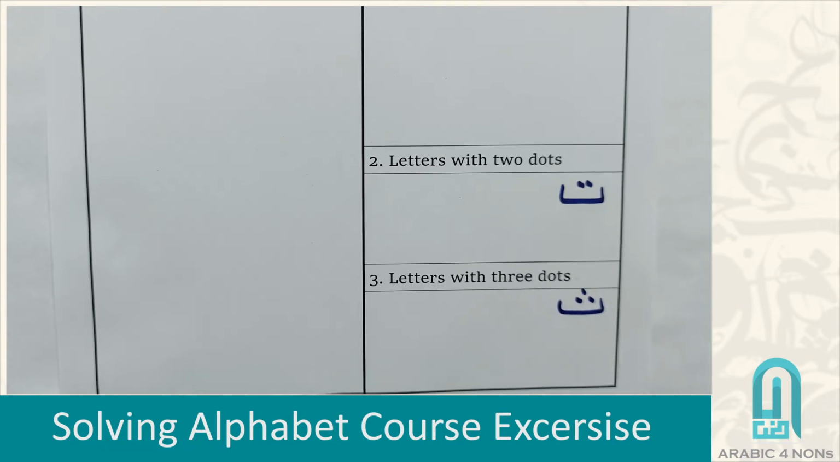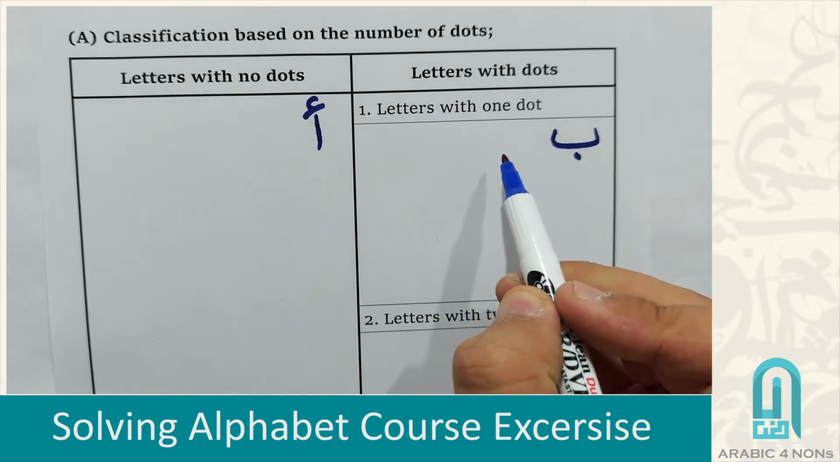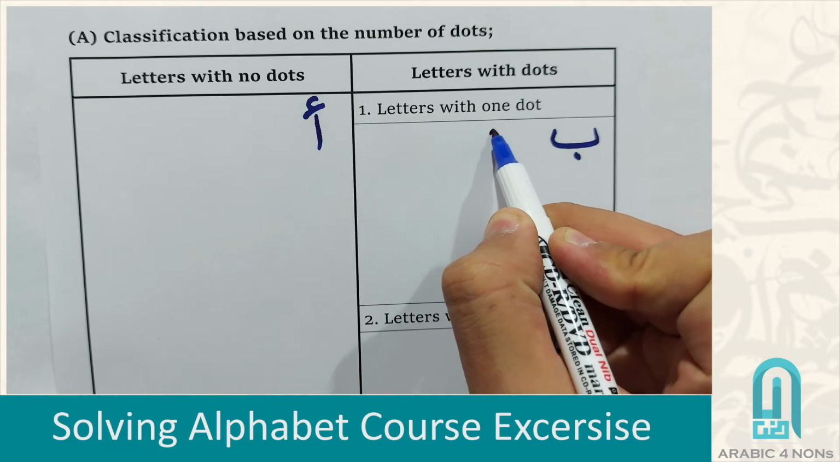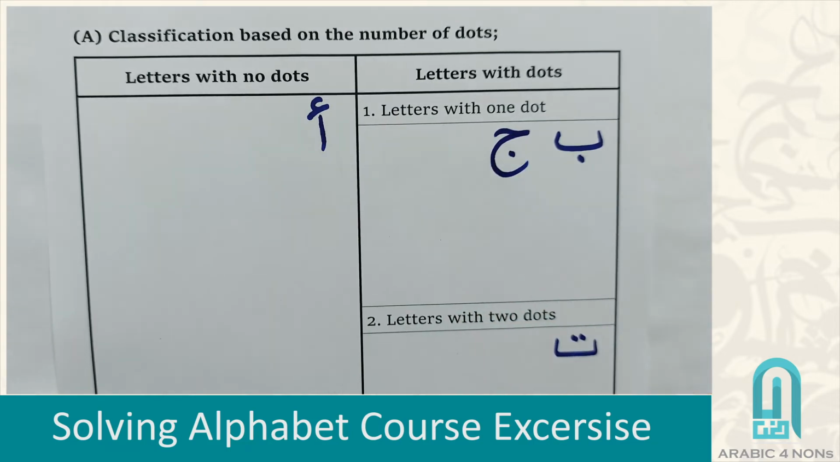The following is letter J. This one contains only one dot. So I will write it here with letter B. And so on. I can keep going like this until I finish with all the Arabic alphabet.